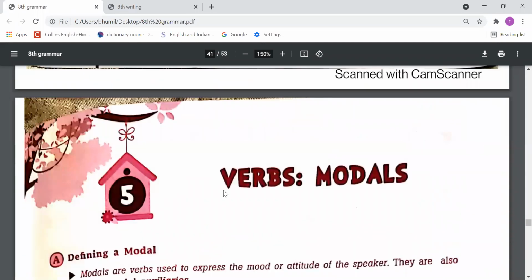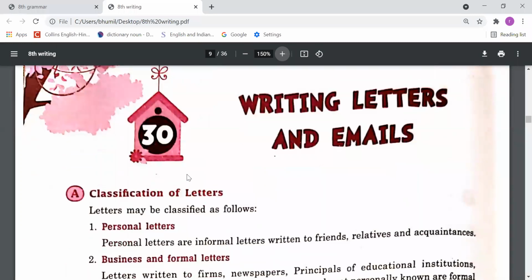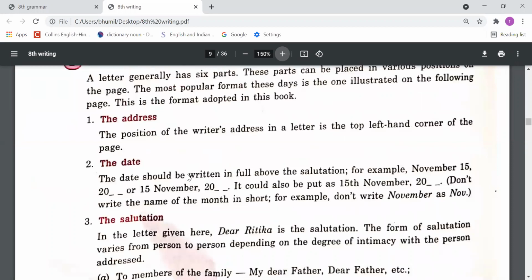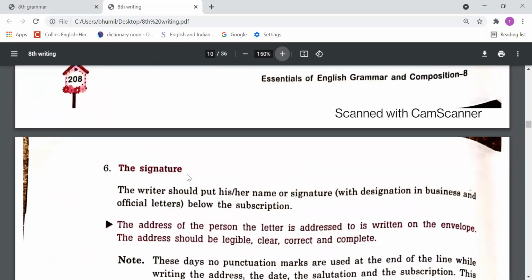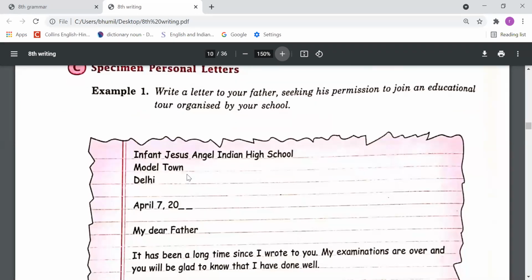Now let's talk about letter writing. Please open chapter number 30. Chapter number 30, page number 209, please. First, this we have to write and learn. Dear students, this letter you have to write and learn.